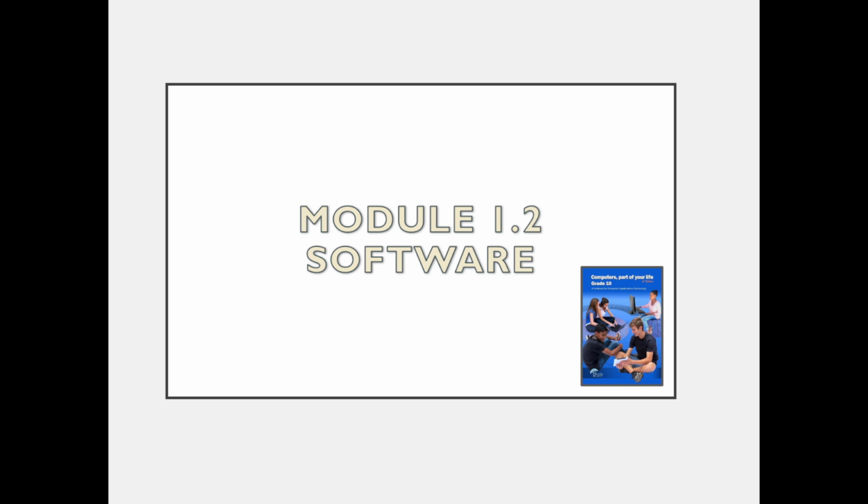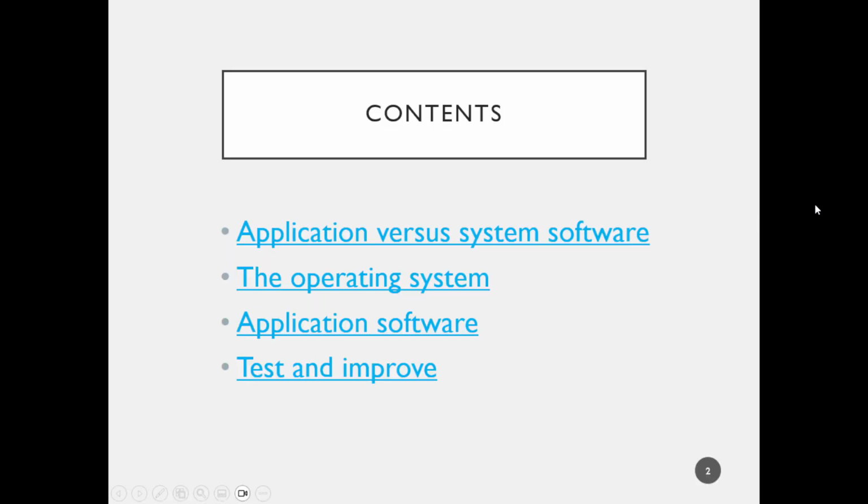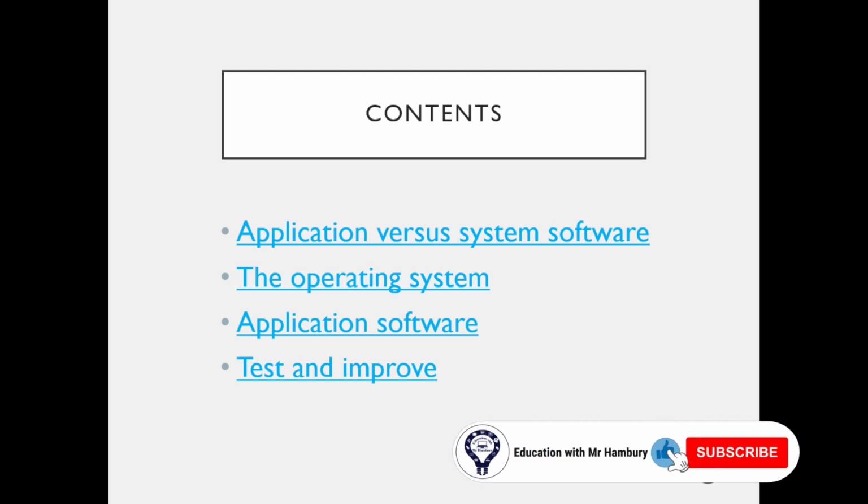Remember, in the first one, we looked at the PC. Now we are going to look at software. We're going to look at hardware later on, etc. So let's look at some of the things that we're going to be touching on. In this one, we're specifically going to be looking at the difference really between application software and system software.